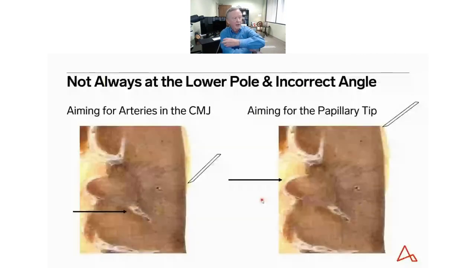Well, sometimes you're aiming at the lower pole, but you get the incorrect angle. So now you thought you were aiming in this direction, but you're actually aiming in this direction. You're actually aiming for the papillary tip. So if you look, you're actually aiming for the CMJ, and in this one, you're actually aiming at the papillary tip.